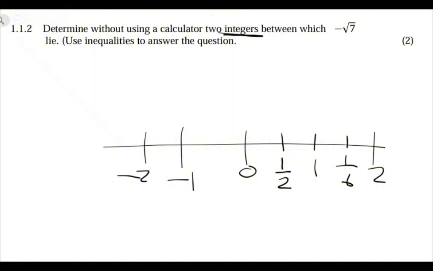So what they're basically saying in this question is they want you to tell them the two integers between which -√7 can be found. This type of question, guys, is very, very easy. Let me bring out my calculator here.